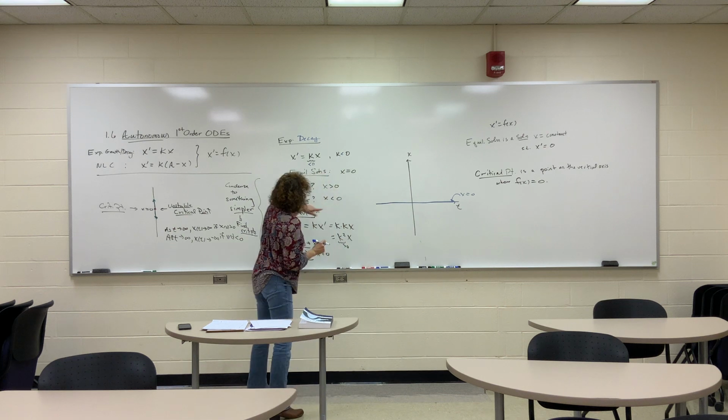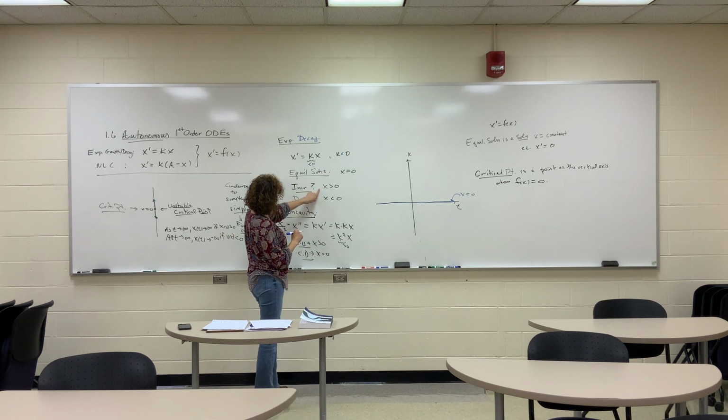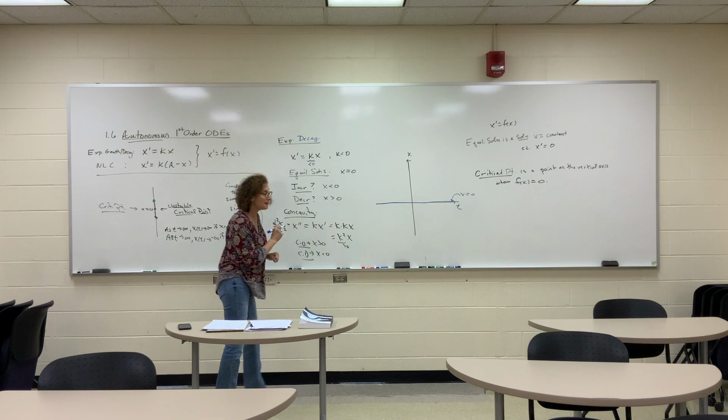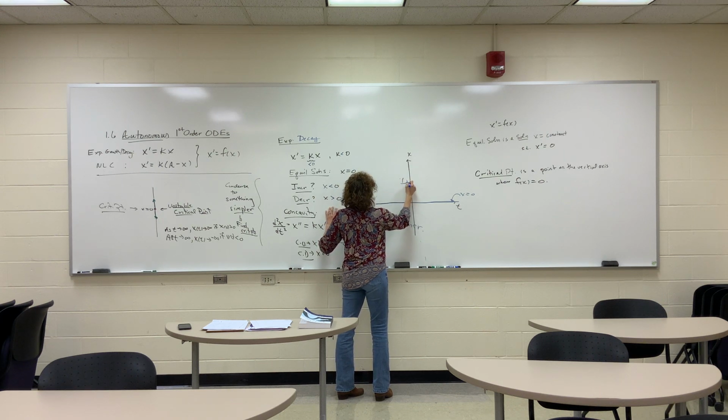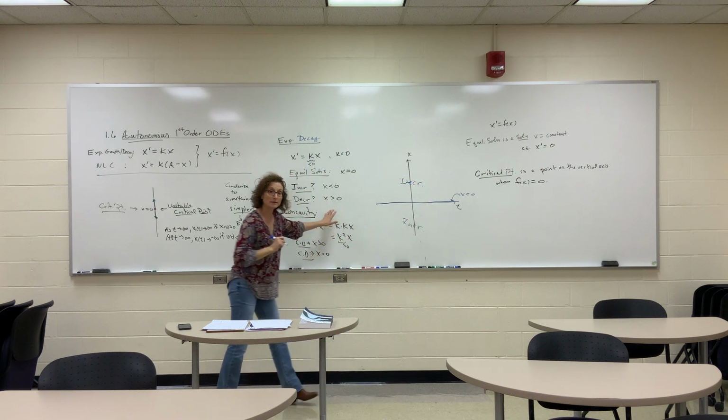Right? And now what happens? Where are solutions increasing? Well, if k is negative, then we need x to be negative for increasing solutions, right? Negative times a negative would be a positive, x prime positive, right? If k is negative, then where would we have decreasing solutions? Where x is positive, yeah? Okay, so what do we know? We've got increasing down here, x negative, and decreasing here, x positive, yeah?